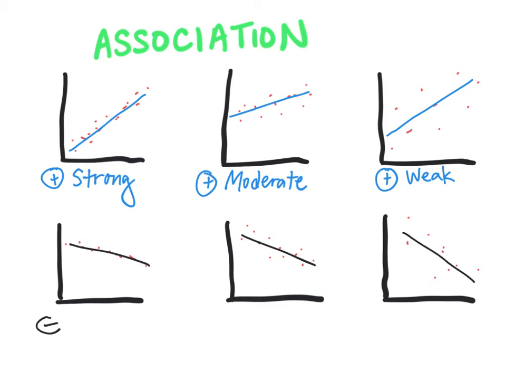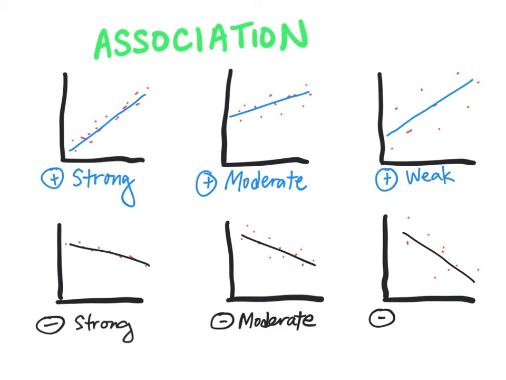So this first one is negative and very strong. Like all those points pretty much hit that line of best fit. There's just missing, just barely, a couple of them, right? The next one is negative, but it's moderate. Those points are a little bit off of the line, and that's okay. It's still a good line of best fit.